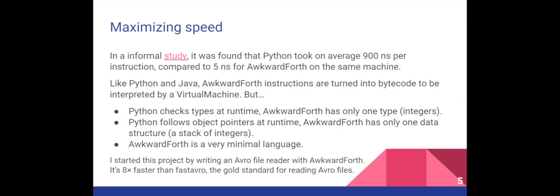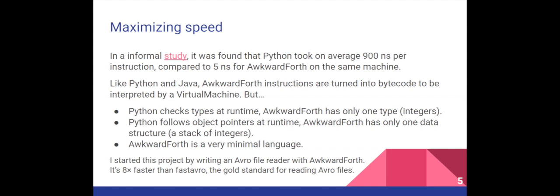Like Python and Java, AwkwardForth instructions are turned into bytecode to be later interpreted by a virtual machine, which I mentioned is shipped with Awkward Array. But there are some key differences between Python and AwkwardForth that give it the speed that we need. First, Python checks types at runtime, whereas AwkwardForth can only have one type, which is integers. So there's no type checking. Also, Python follows object pointers at runtime, whereas AwkwardForth has only one data structure, so it doesn't need to follow object pointers at runtime. This is all to illustrate that AwkwardForth is a very minimal language and it's suited to our needs.